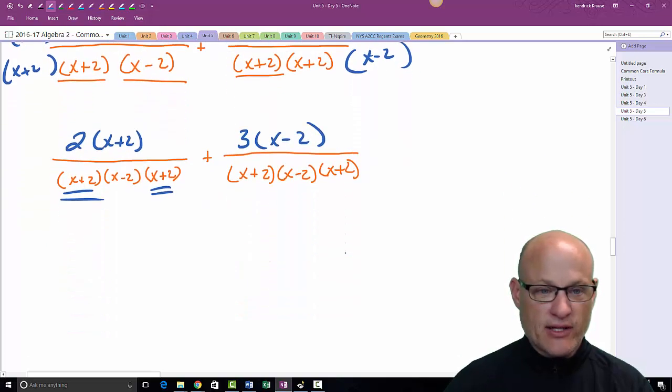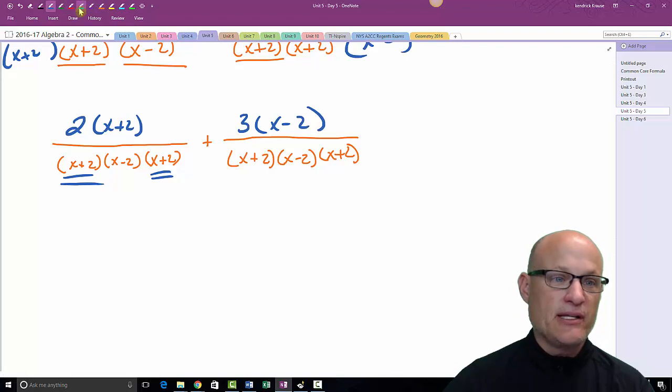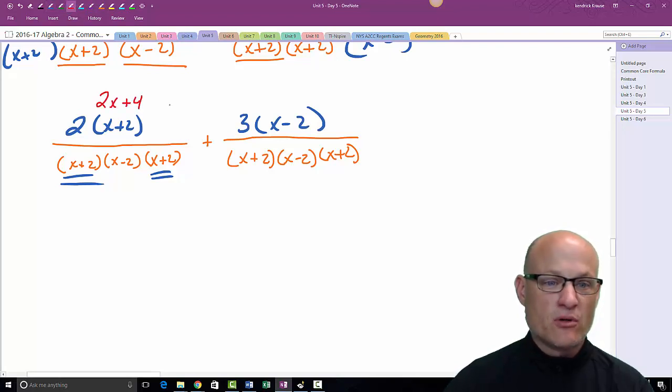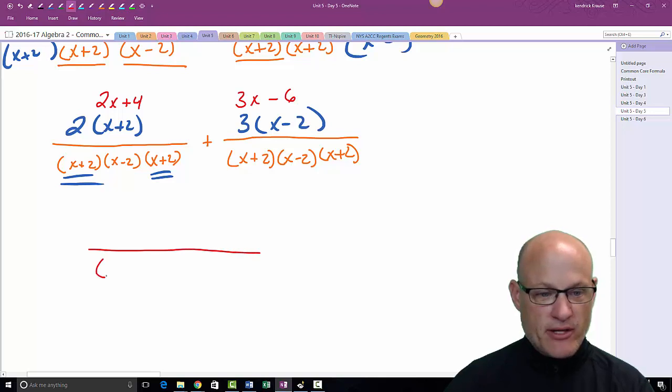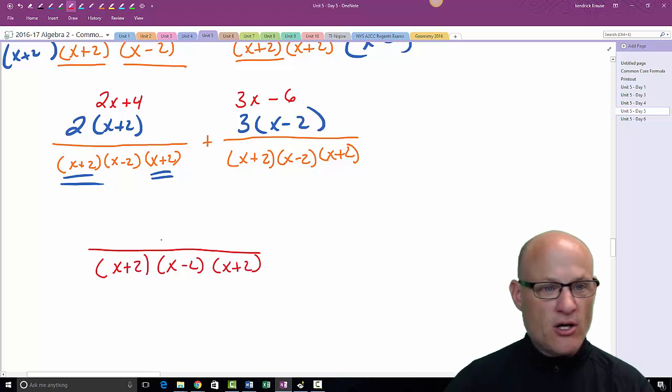I like to save a little bit of time here, so I'm going to clean up right here. This is 2x plus 4. This is 3x minus 6. So, keep the denominator, x plus 2, x minus 2, x plus 2, all over, let's see, 2x and 3x is 5x. Positive 4 minus 6 is negative 2.